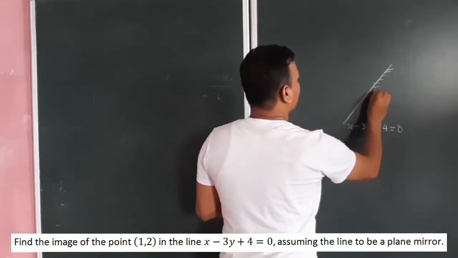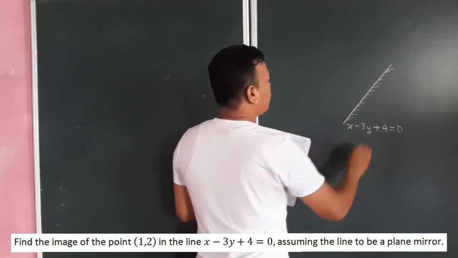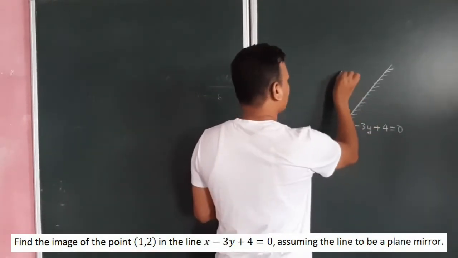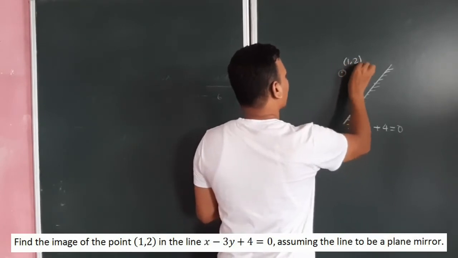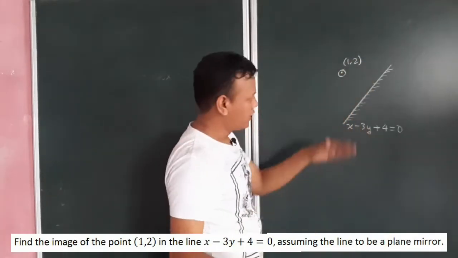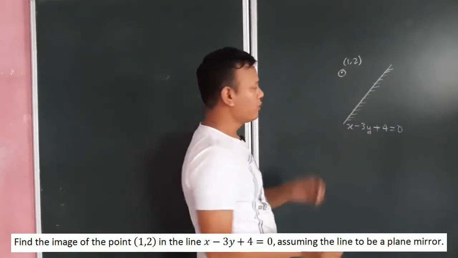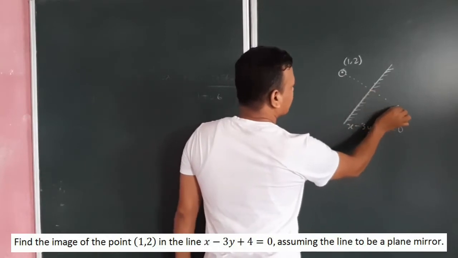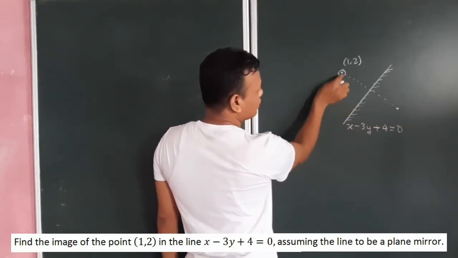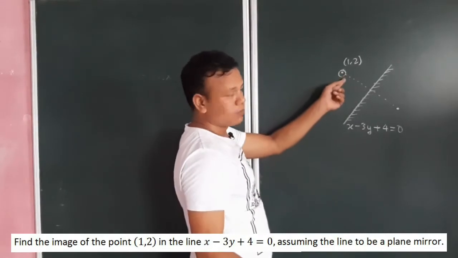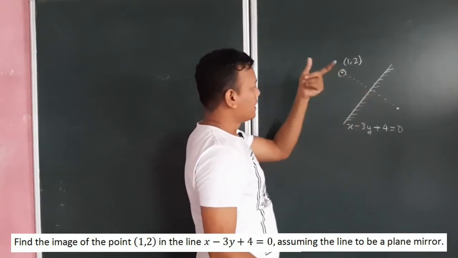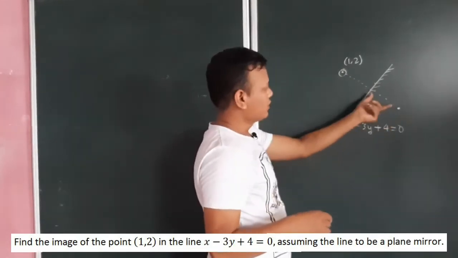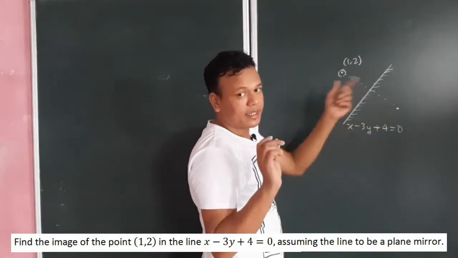So this is your plane mirror. Now you are reflecting a point, and that point is 1, 2. If this is my 1, 2, then when it is placed in front of a mirror, an image is formed at the exact same distance. For example, if the distance of this object from the mirror is 10 units, then the image will also lie at the same distance, exactly 10 units.